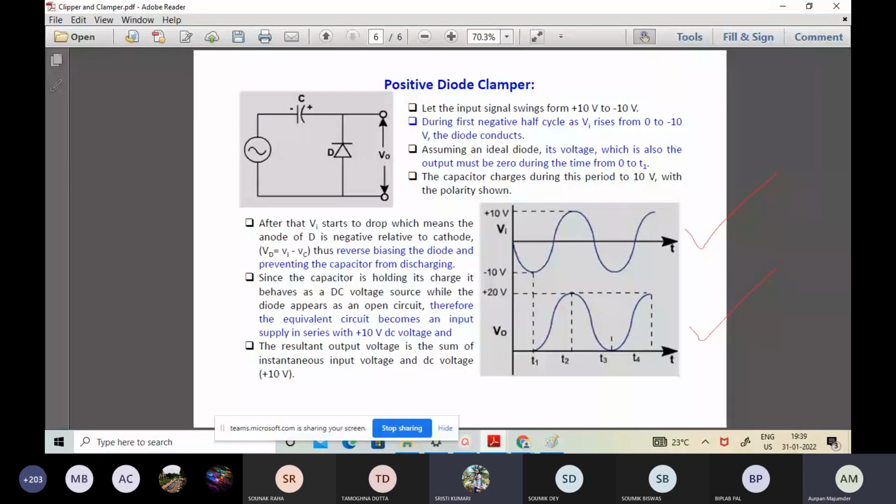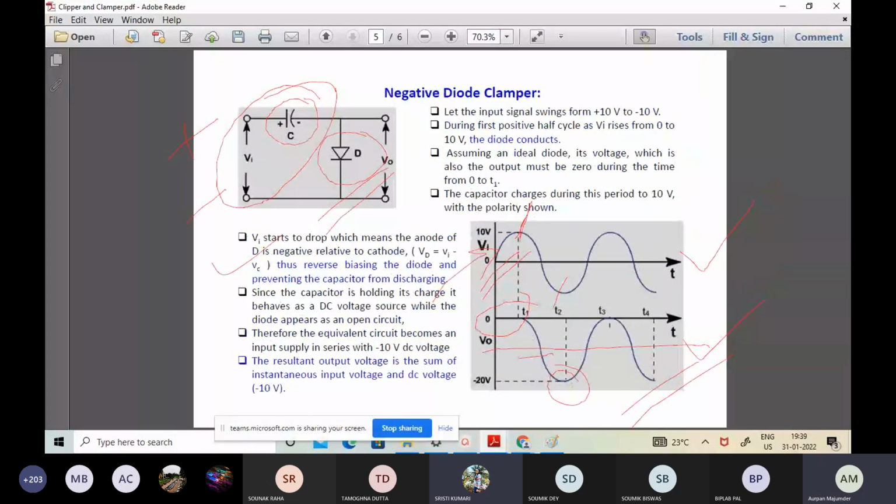Now if I take a positive diode clamper, look at the difference. Sir, I have one doubt. In that example, we said V_I minus V_C, and you said 8 minus 10, 9 minus 10. Is that V_C value 10 fixed at the peak? Okay, right. Good point. I simply skipped that particular point. Thank you for notifying. Actually, now what is going to happen?